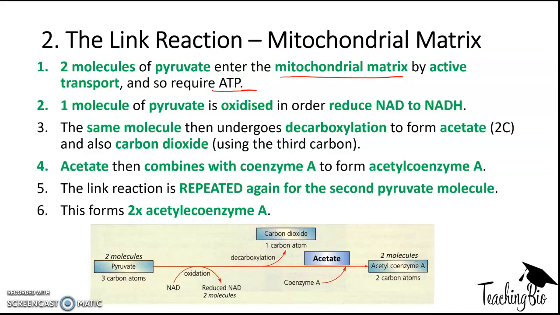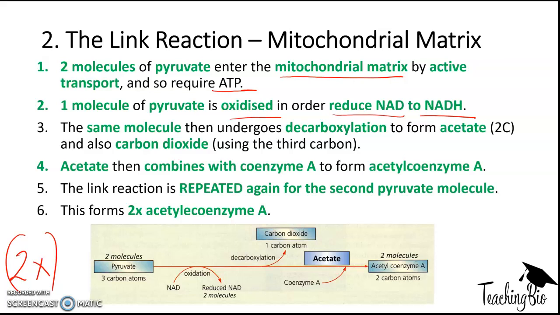Then the link reaction occurs, and this reaction is going to happen twice. We've got 2 lots of this reaction happening. So each pyruvate molecule is firstly oxidized, further reducing NAD to NADH. Remember, oxidation is loss of electrons, reduction is gain.